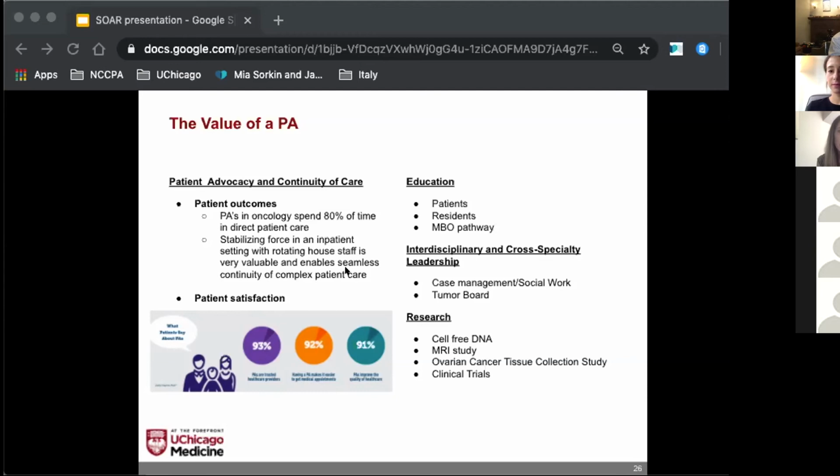I think another really cool way that PAs can be involved in education is one I'll highlight with our malignant bowel obstruction pathway. Malignant bowel obstruction is when cancer obstructs the intestines, and this can be a terminal event for our cancer patients. It takes a lot of expertise across multiple disciplines to manage these patients well. What we found in the past is that these patients end up sitting in the hospital for weeks as we try to coordinate their care and understand what the best thing to do for them is.